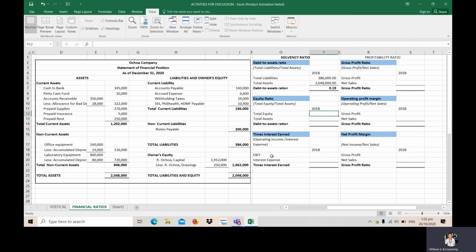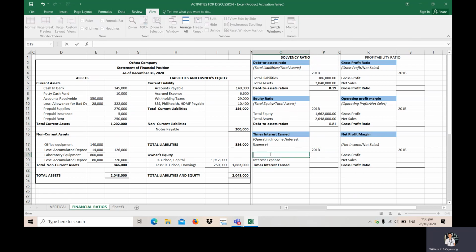So our total equity here is 1,662,000. And our total assets is 2,048,000. So we'll measure it. 1,662 divided by 2,048,000. Therefore, it's 81%. So our capital is 81% of our total assets. So that's a good number also. And for the last solvency ratio, it's the times interest earned ratio.